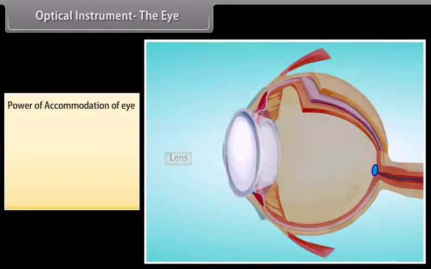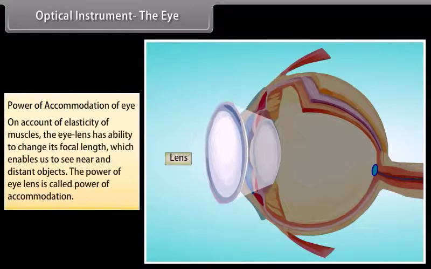Power of accommodation of eye. On account of the elasticity of muscles, the eye lens has the ability to change its focal length, which enables us to see near and distant objects. This ability of the eye lens is called the power of accommodation.